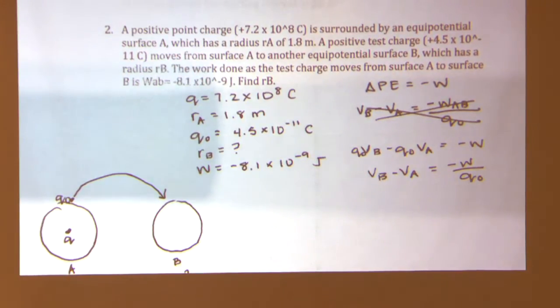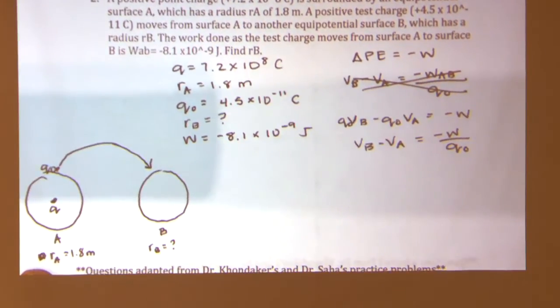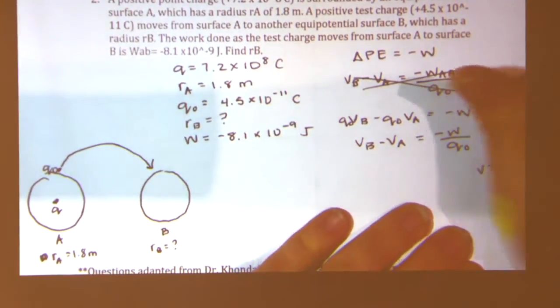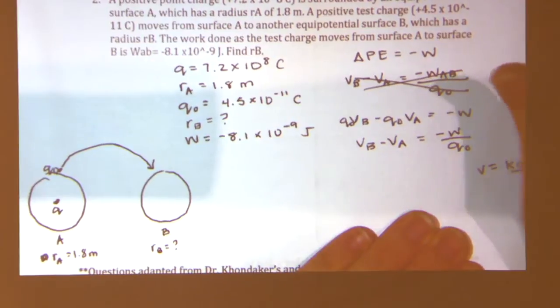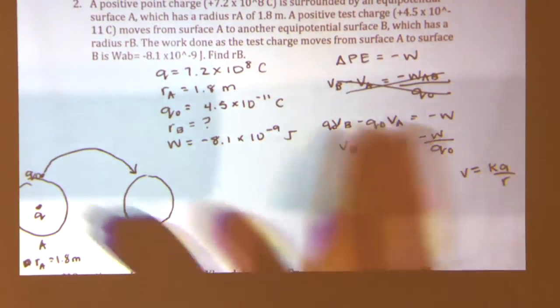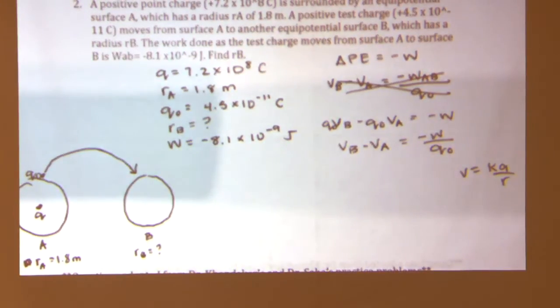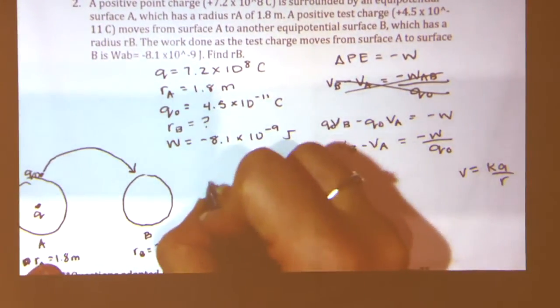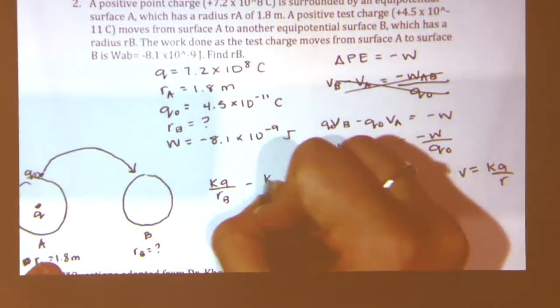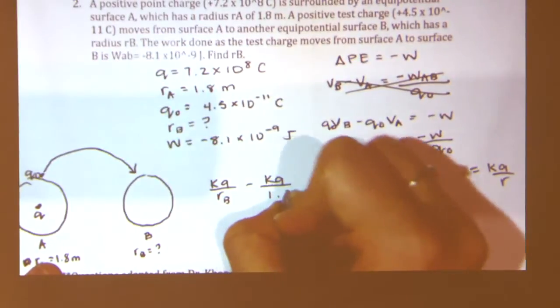So now we have this equation, but we don't have the voltage of either of these. So we have to go back and remember the equation for voltage, which, if you guys remember, is V is equal to KQ over R. So we're going to plug each of these in for both of those. So we'll have KQ over RB minus KQ over RA, and I'm just going to go ahead and plug in 1.8 for that.